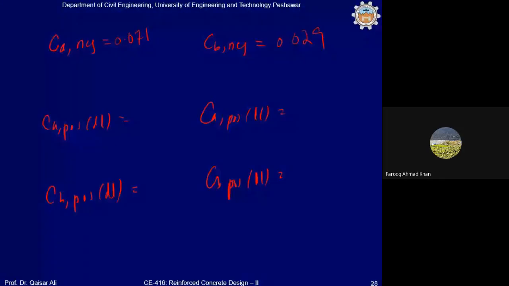Now tell me, what was the Ca positive dead load value? 0.039. Ca positive live load? 0.048. Cb positive dead load? 0.016. And Cb positive live load? 0.02. Now we can calculate MA negative, MA positive, MB negative and MB positive.